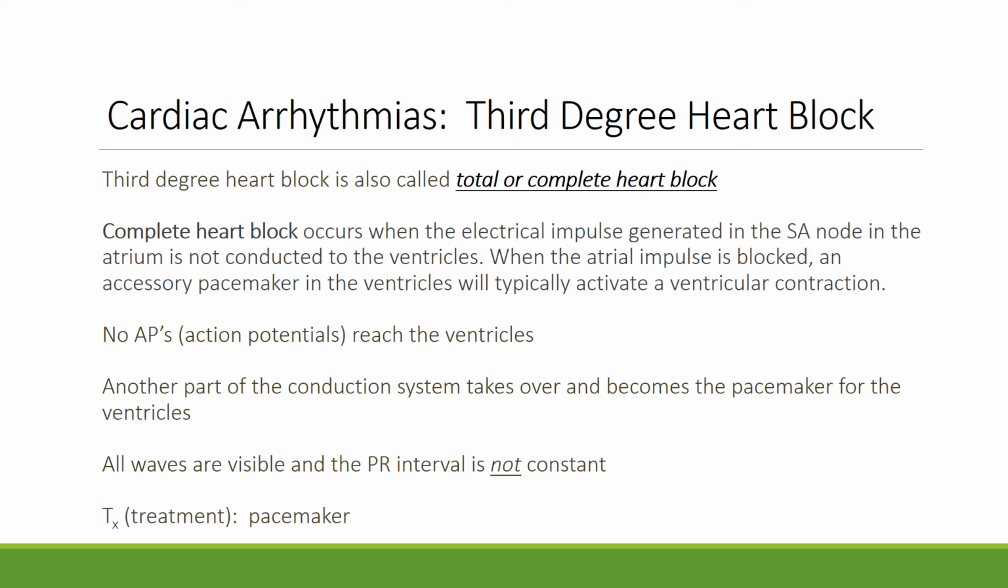Another part of the conduction system takes over and becomes the pacemaker, and you can see all waves, and the PR interval is not constant. The reason for this is there are 2 separate pacemakers that are not coordinated. One stimulates the atria, one stimulates the ventricles, and they are not coordinated with one another. The treatment for third-degree heart block is a pacemaker.